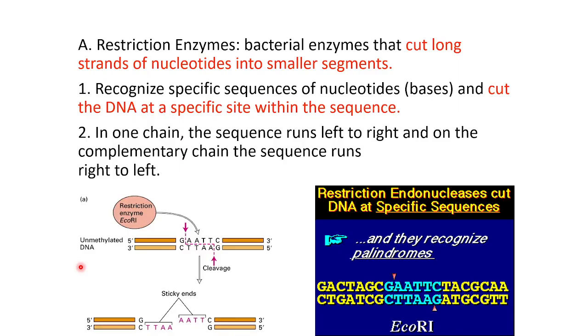For this molecular cloning, there are different restriction enzymes that we use. These restriction enzymes are bacterial enzymes that cut long strands of nucleotides into smaller segments, into which we can also insert our different DNA strand, or the clone, or a desired DNA product. Now, it is very important to recognize specific sequences of nucleotides and cut the DNA at a specific site within the sequence. In one chain, the sequence runs left to right, and on the complementary strand, the sequence runs from right to left.